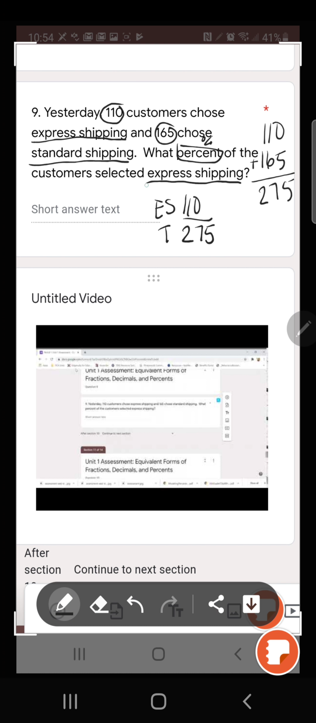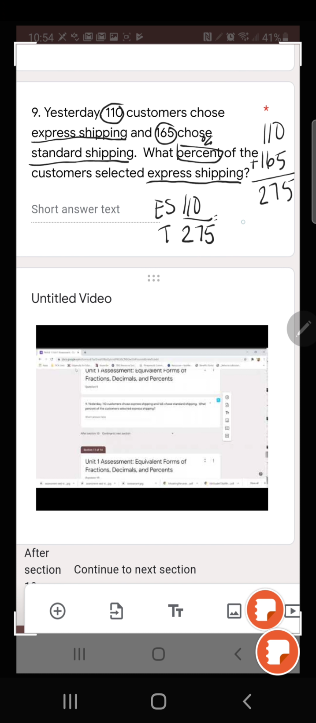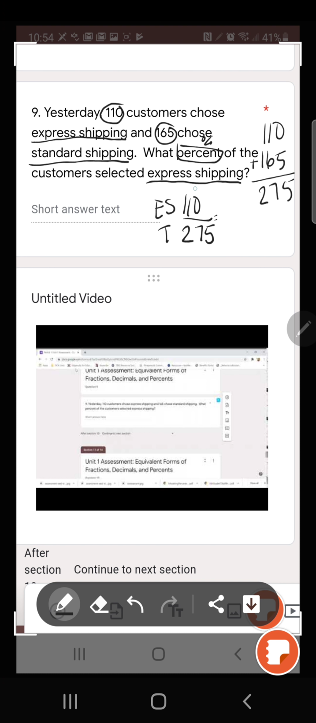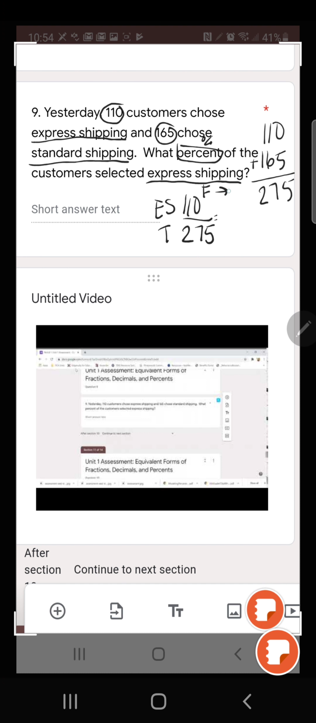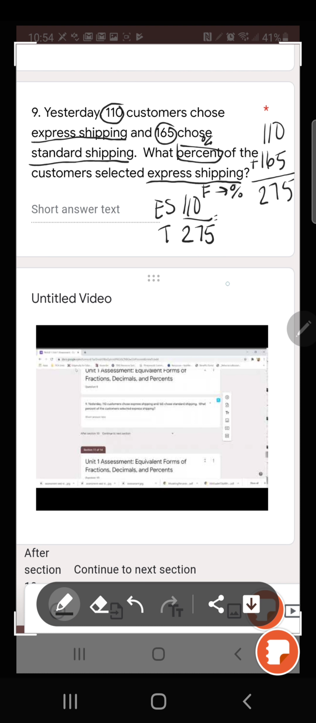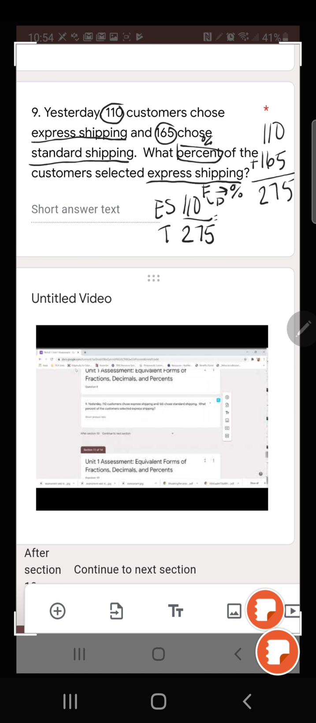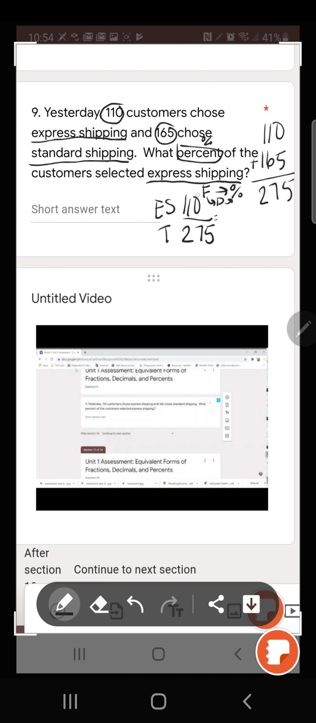But I want a percent. It's not looking for a fraction. It's looking for a percent. So one way you can do it is I could set it equal to 100 and I can cross multiply, or I can go from a fraction to a percent. I can take this 110, and in order to go from fraction to percent, I first have to go fraction, decimal, percent. And I would take my numerator and divide it by my denominator. Now you could simplify it first if you wanted to, or you don't have to.